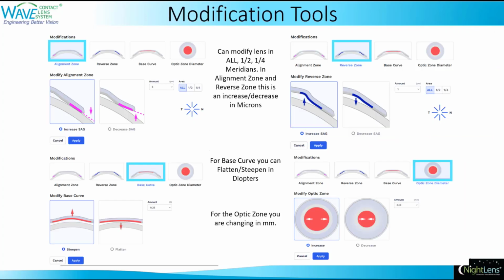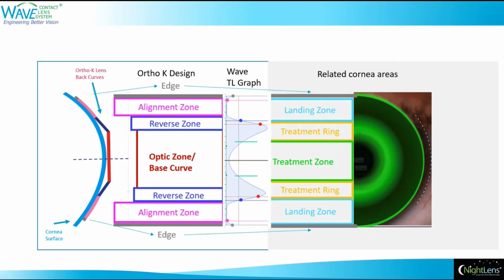Just to recap, these are our 4 main modification tools for an orthokeratology lens. We will teach you how to use these modification tools more in depth in a later video. Let's put everything we learned together on one slide. So there you have it. This is the anatomy of an Orthokeratology lens integrated with the WAVE software.